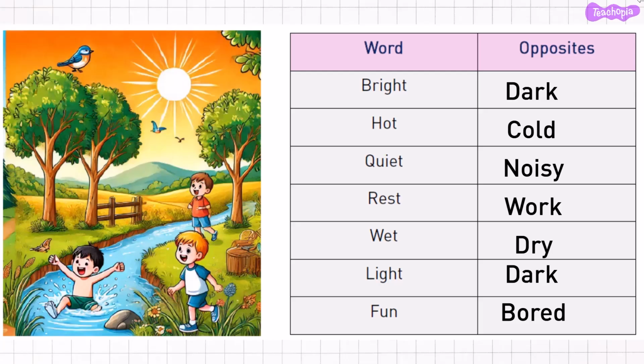Let's pick out the opposites from the story. Bright, dark. Hot, cold. Quiet, noisy. Rest, work. Wet, dry. Light, dark. Fun, bored.